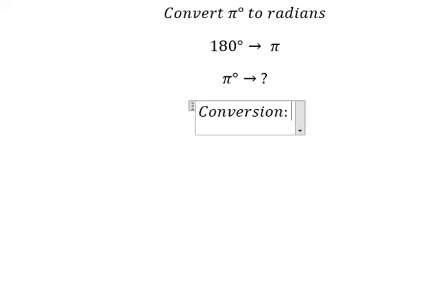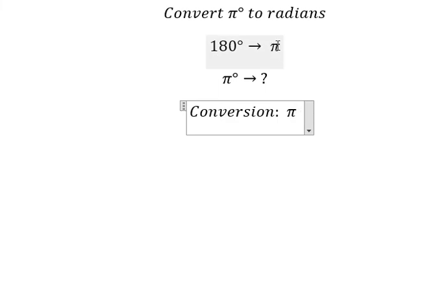We know that 180 degrees we can convert into pi. Now this is about b degrees and we want to convert to radians. So we just create the ratio in here. So conversion. So we have b degrees.